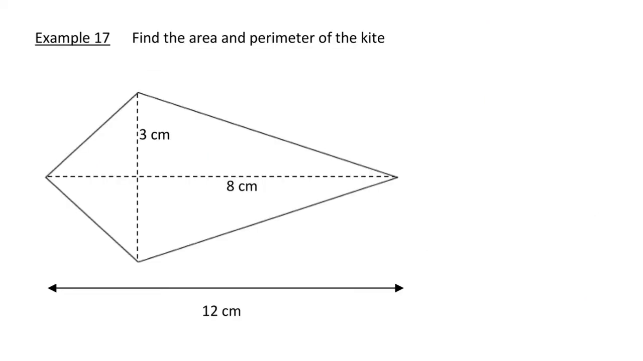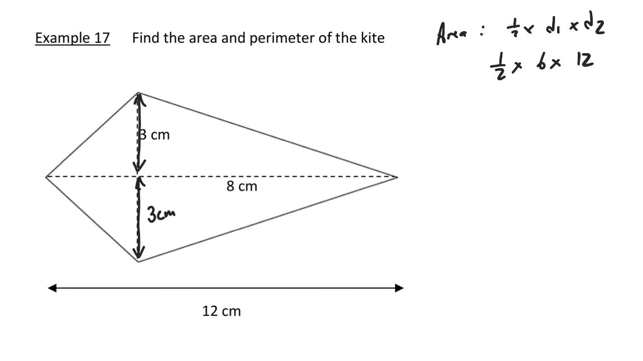So example 17, find the area and the perimeter of this kite. So the area is a half times d1 times d2. This height is going to be 3, so then on the other side of the kite it's going to be 3 centimetres down from the middle line. So the area is going to be a half of 6 times 12, which is 36 square centimetres.